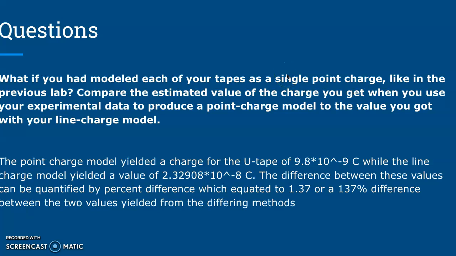What if you had modeled each of your tapes as a single point charge like in the previous lab? Compare the estimated value of the charge you get when you use your experimental data to produce a point charge model to the value you got with your line charge model. The point charge model yielded a charge for the U-tape of 9.8 times 10 to the negative 9 coulombs, while the line charge model yielded a value of 2.32908 times 10 to the negative 8 coulombs. The difference between these two values was quantified by a percent difference, which equated to about 137% difference between the two values. This showed a great deal of difference between the line charge model and the point charge model.